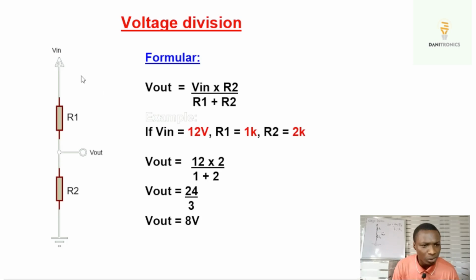So the formula to get your output voltage V out is the product of the input voltage and R2. So that's V in times R2 divided by the sum of the two resistances, R1 and R2. So it's going to be V in times R2 divided by R1 plus R2.